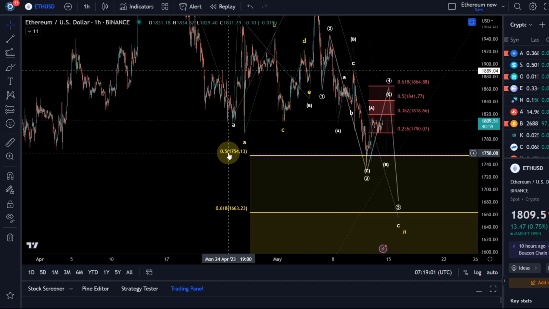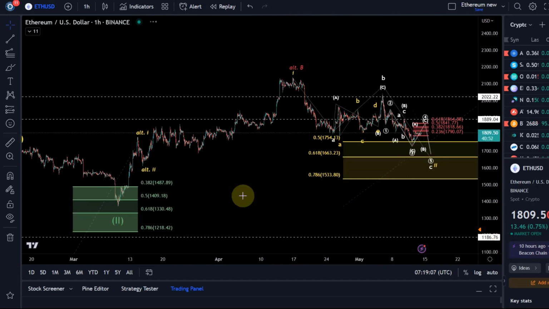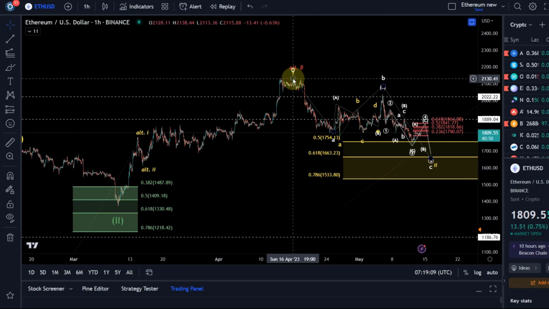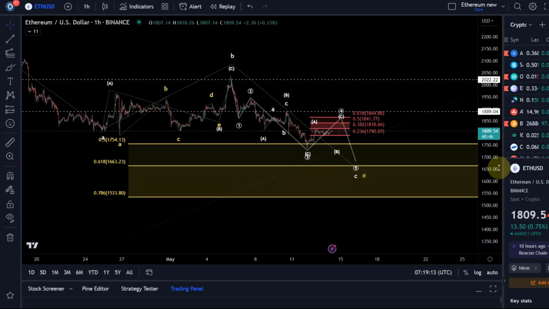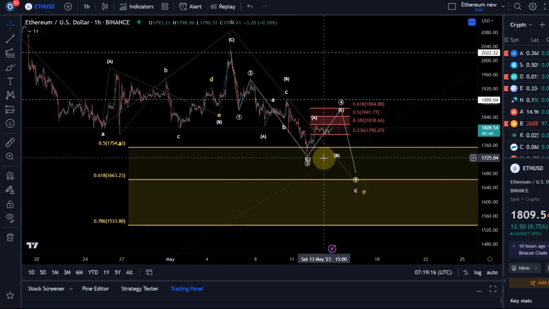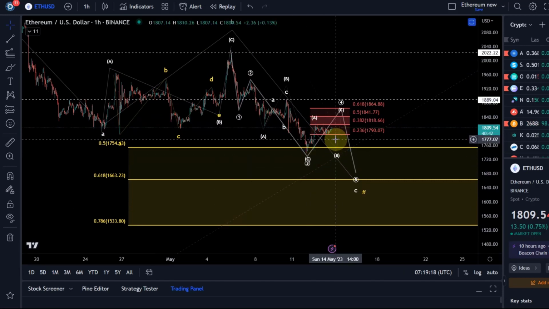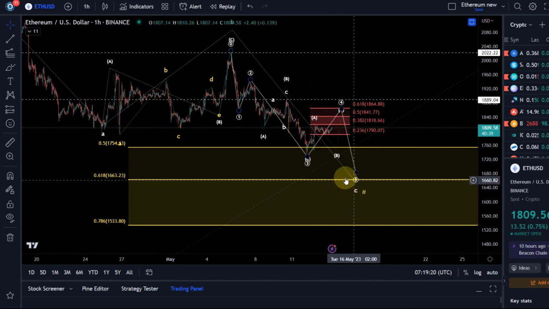From a correction point of view, it has done what it needs to do to correct that larger wave 1, which happened between the 10th of March and the 16th of April. It's just that looking at the price structure, to expect one more wave down would be reasonable at this stage.